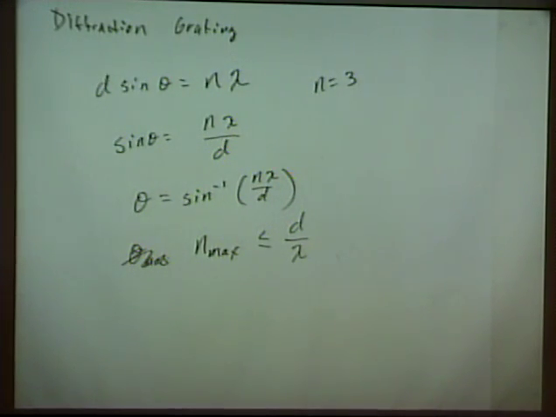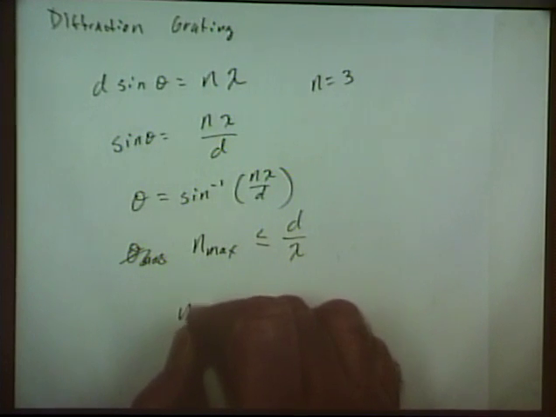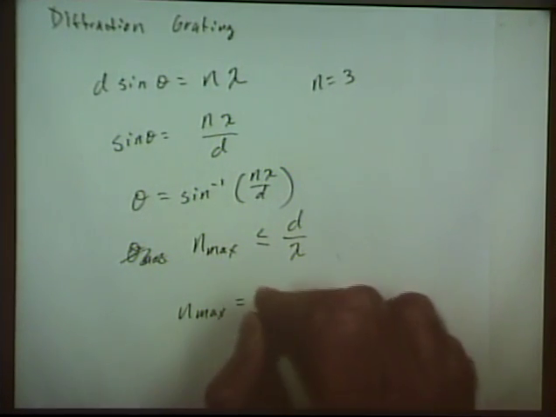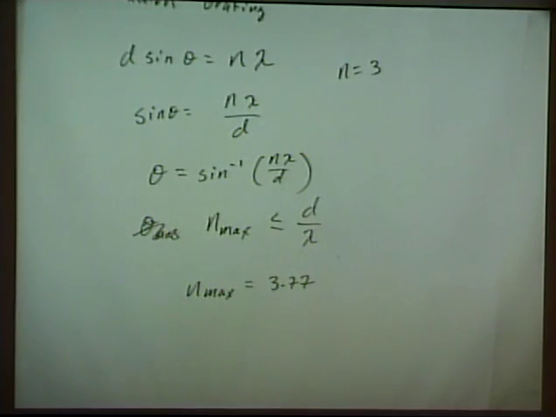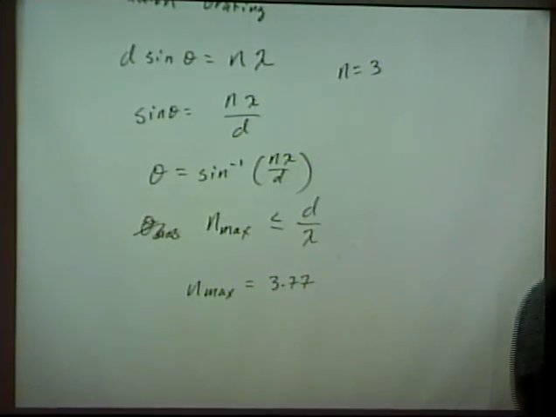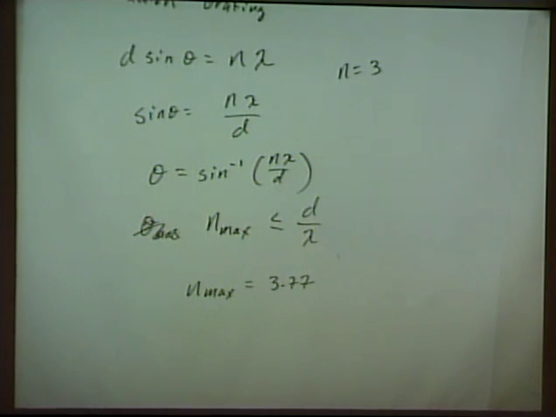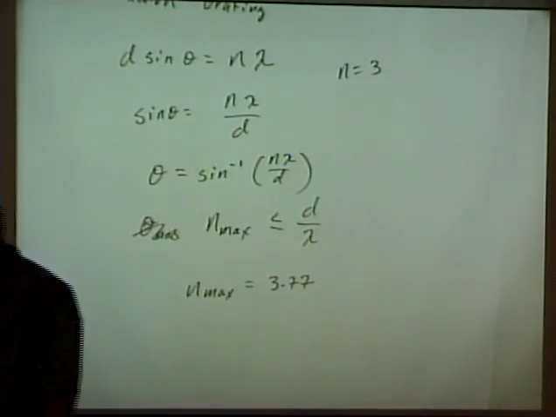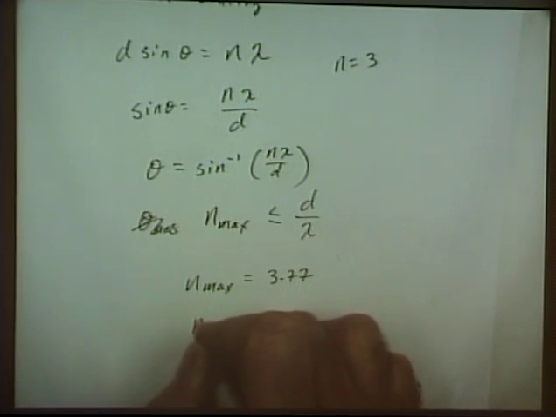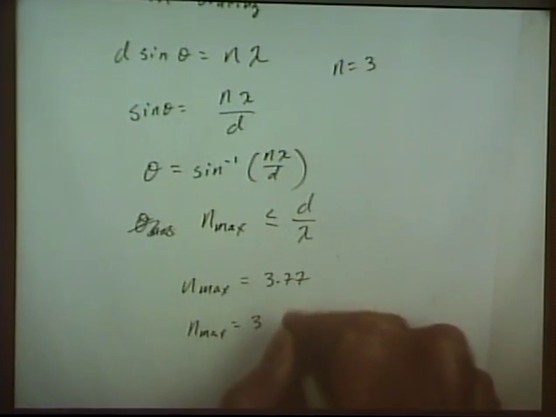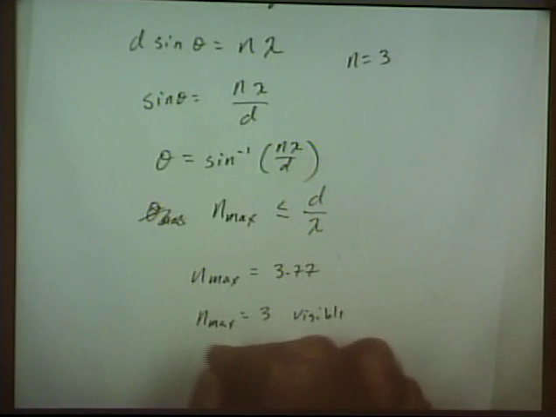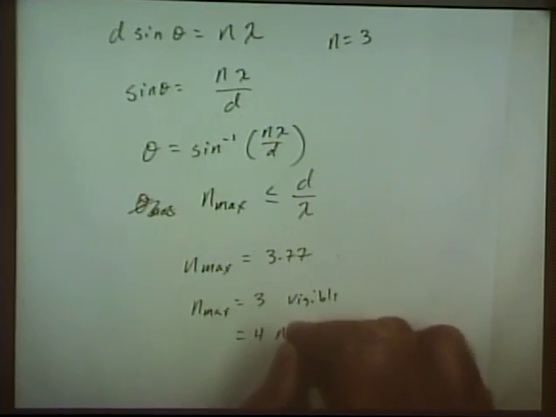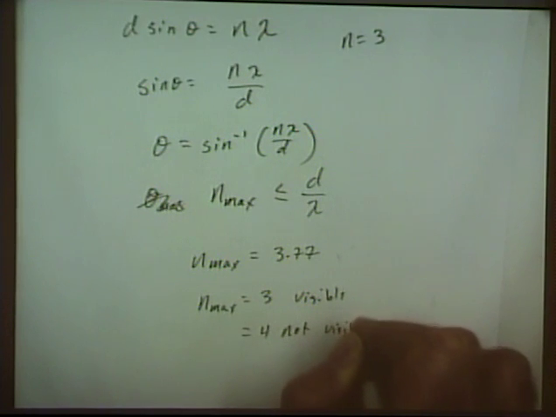So when we do this for the n max for this problem we're doing here, we find out that that's 3.77. So if it's 3.77, what do you think? It's saying that you can see the third order spectral line, but what about the fourth? No, right, good. So the max that it can be: n equals 3 is visible, n equals 4, not visible. Okay? All right.